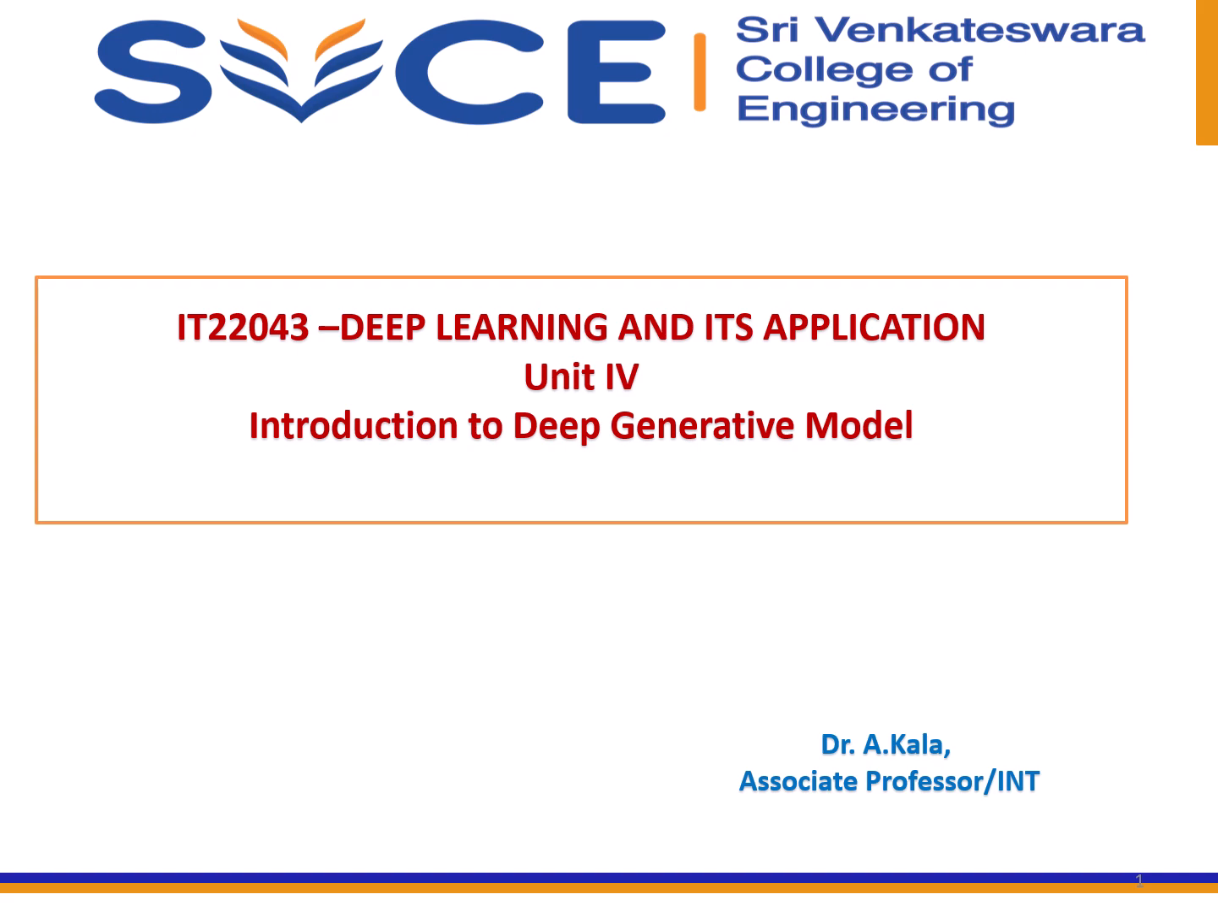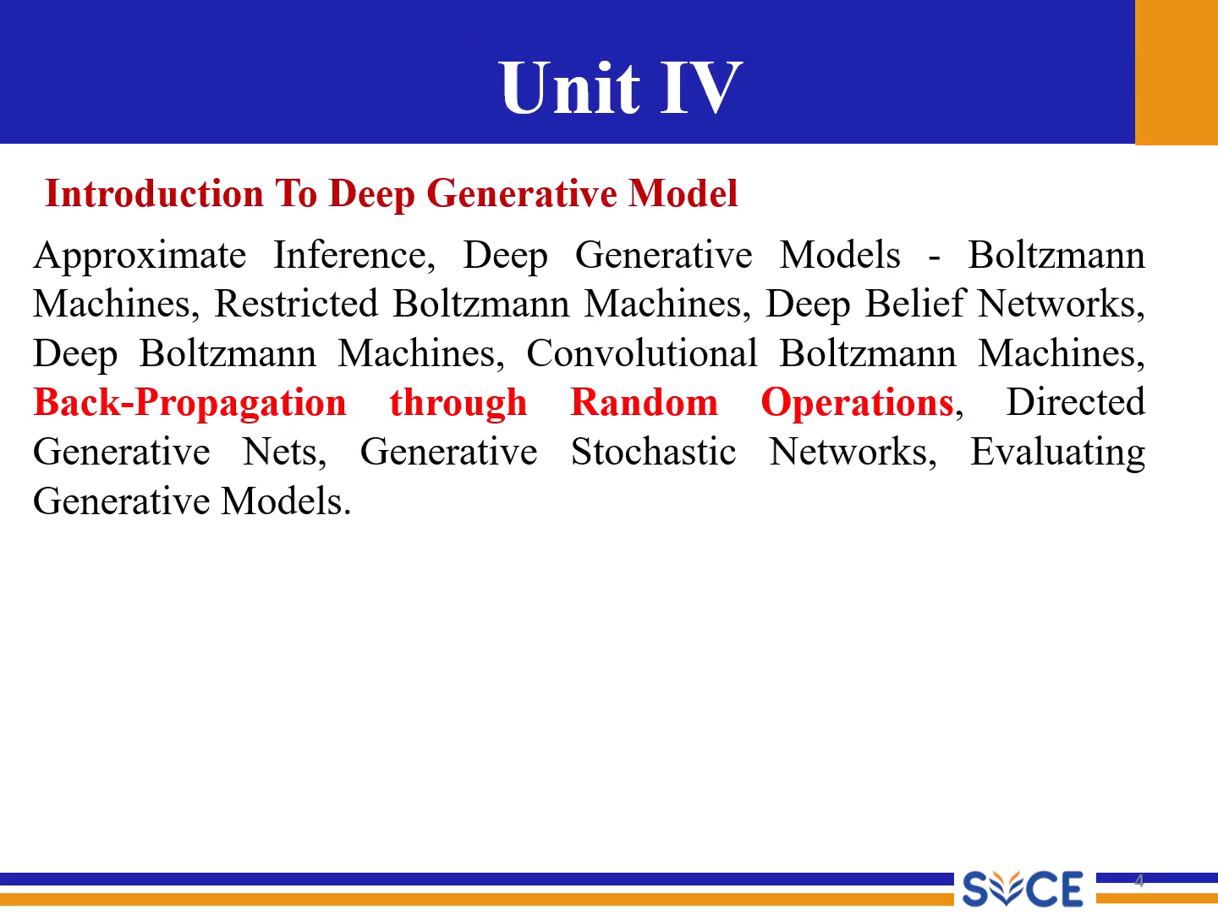In this video, we are going to explore the next topic in the fourth unit, which is backpropagation through random operations. As you all know, what is backpropagation and how this backpropagation works in the neural network. Now, what is this backpropagation through random operations? So here, the backpropagation through random operations uses the fixed random matrix to update the weights.